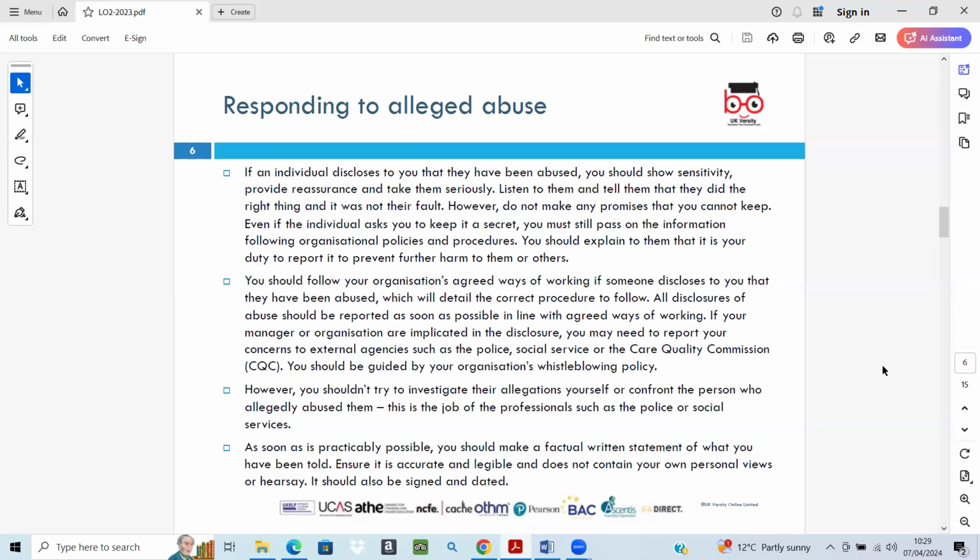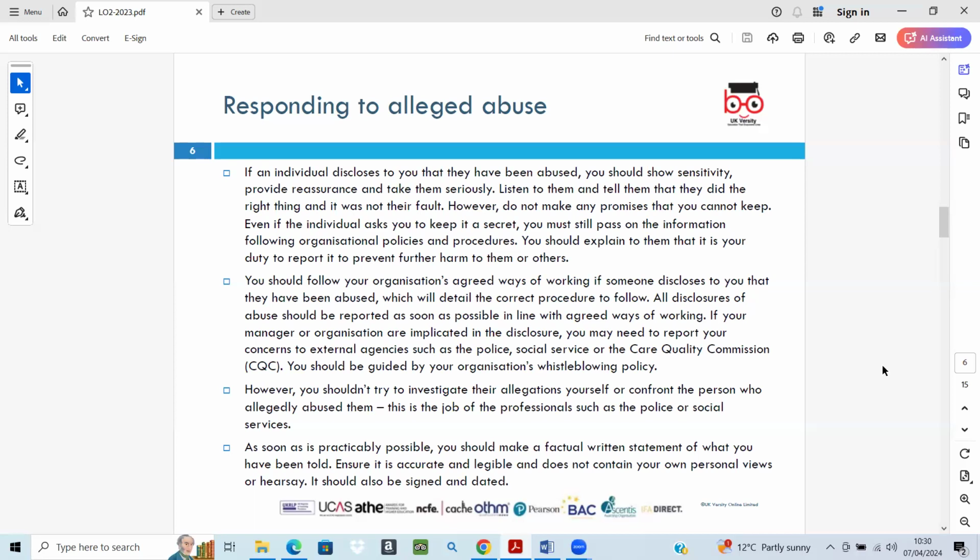Then we will ask why it is important not to investigate the allegation by yourself. Investigating allegations is the job of professionals, and they can do it properly because they are trained for that. We are not trained for that, so we are not authorized to do it. Anything which we are not trained on, we cannot practice, or sometimes we need a license, or we need insurance as well.